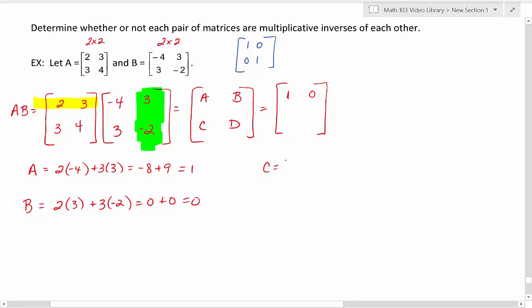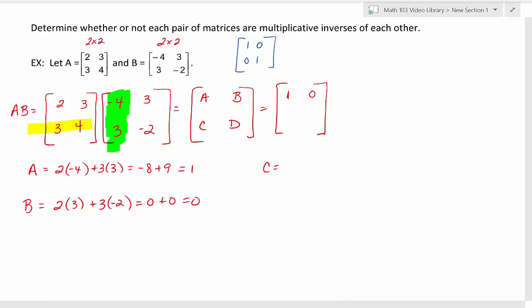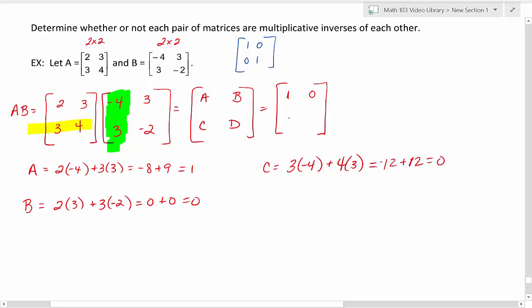Moving on to element C, its position is second row, first column. So we'll be multiplying the second row of the first matrix with the first column of the second matrix. 3 times -4 plus 4 times 3. That's -12 plus 12, which is 0. Still matching up with the identity there.